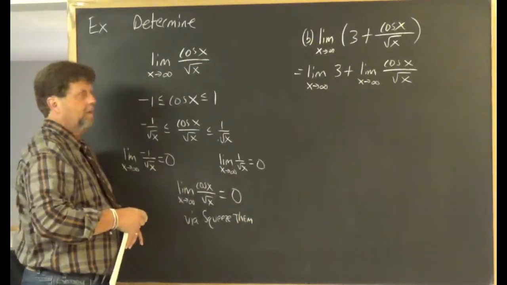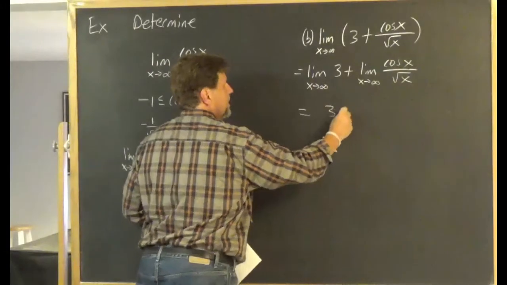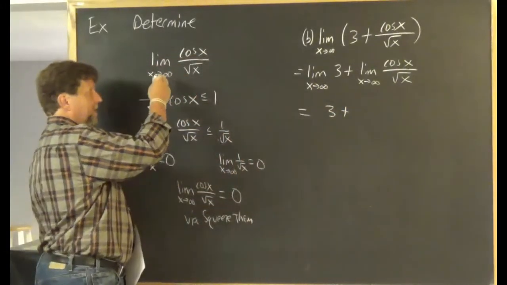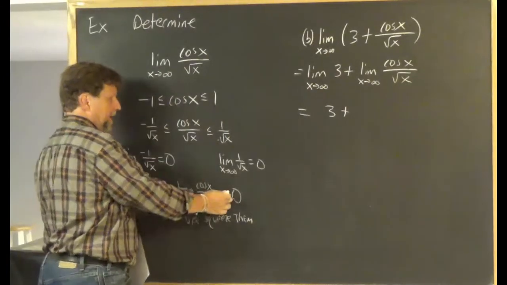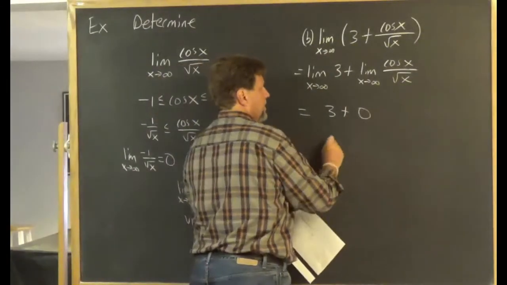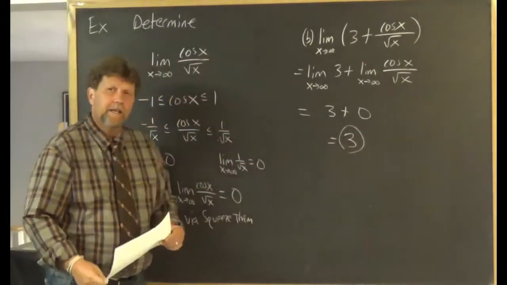So to finish off part B, we know the limit of a constant is that constant. We have just figured out that the limit as x approaches infinity of cosine x over square root x is 0, thanks to the squeeze theorem. So for part B, we get the limit to be 3.